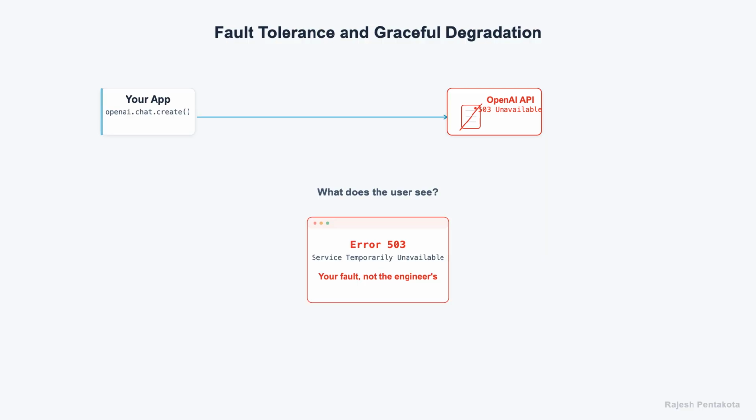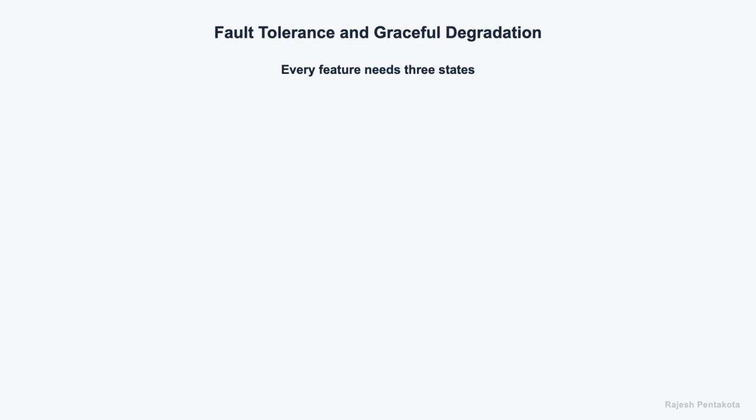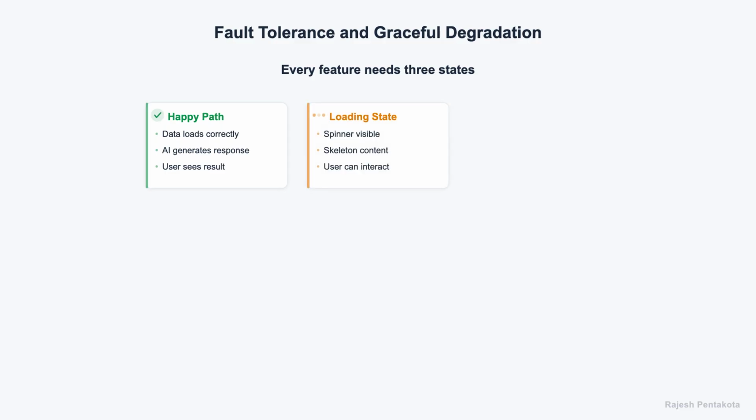Every feature you spec needs 3 states. The happy path, where everything works. The loading state, where we're waiting. And the error state, where something failed. If you define all 3, engineers build all 3.